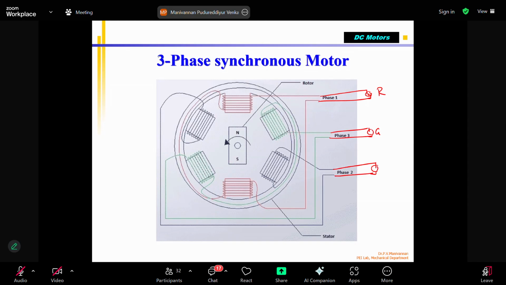So we are applying three-phase voltage, RGB. Here I'm showing blue. In some books they use yellow, RGY or RGB. That denotes the three-phase voltage. This is a three-phase motor.